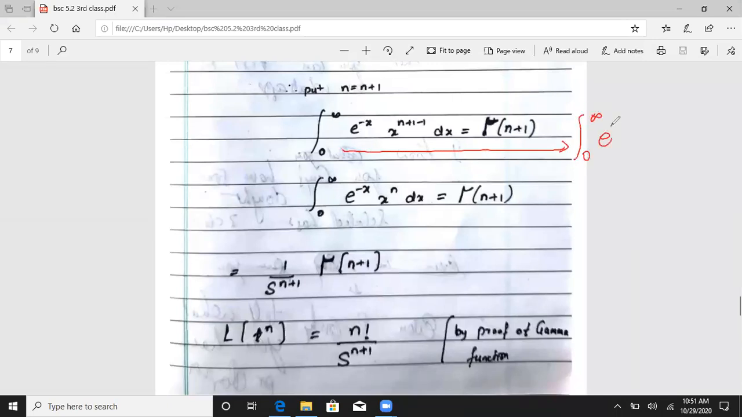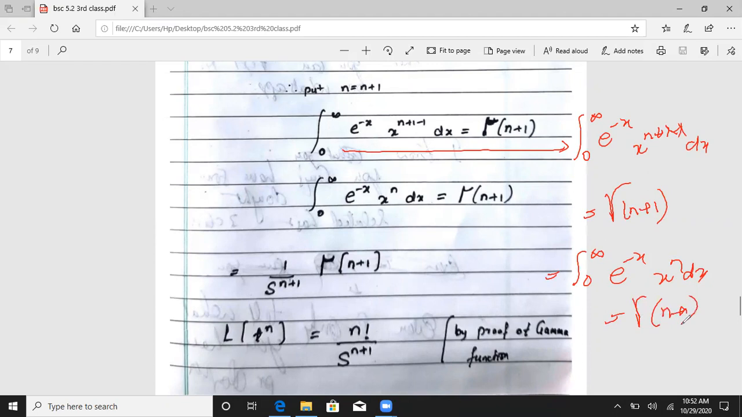The integral from 0 to infinity of e to the power minus x times x to the power n plus 1 minus 1 dx equals gamma of n plus 1. We get the integral from 0 to infinity of e to the power minus x times x to the power n dx equals gamma of n plus 1. So instead of writing this function, we can write gamma of n plus 1. We know that this function is in our problem.